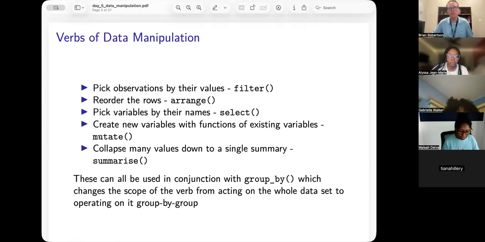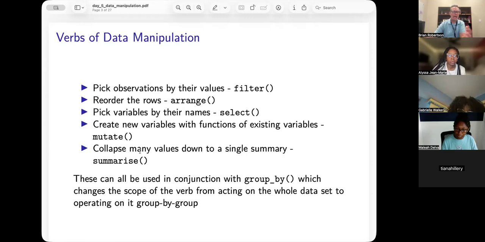Mutate and summarize, we've already gone through those a little bit last week. Mutate creates new variables and edits the values in existing variables, right? So mutate, as the word would imply, physically changes your data set, right? So if I did a mutate on a data frame and then I went back into that data frame, those values would still be changed.